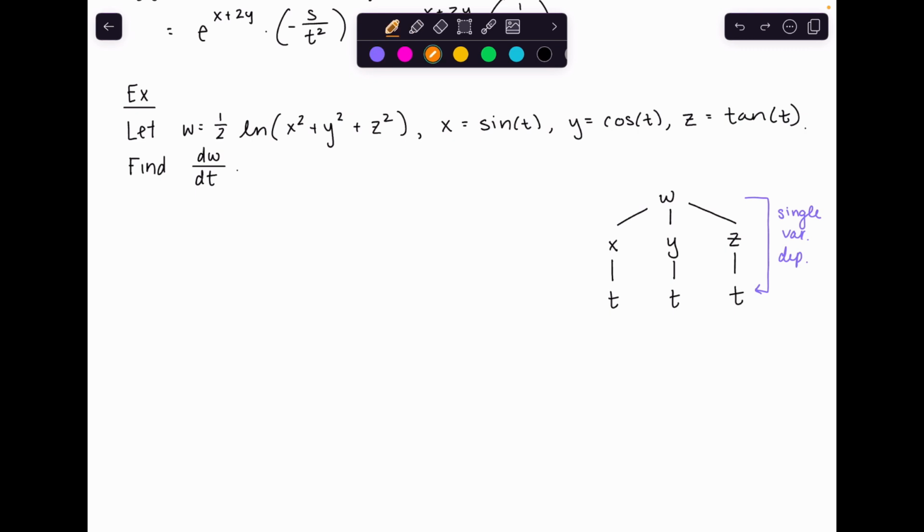So this first layer is all going to be partial derivatives. And then the second layer is just our normal derivatives. That's where we can use the d over dt. So my equation for the derivative of w with respect to t is going to be my first path is through x. So I start by taking a partial with respect to x, and then from x to t. So this next one is then dx over dt.